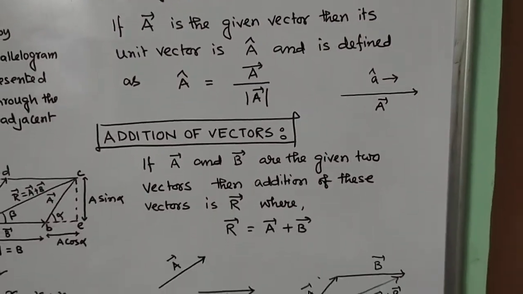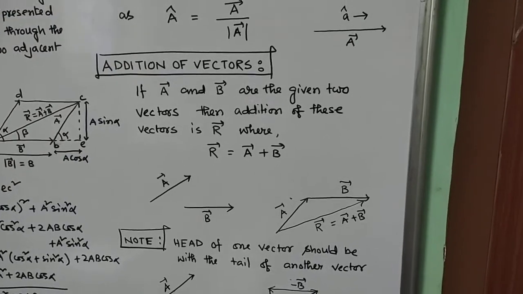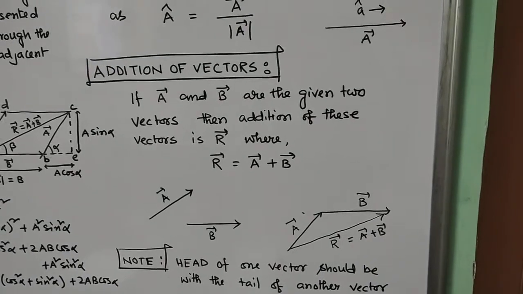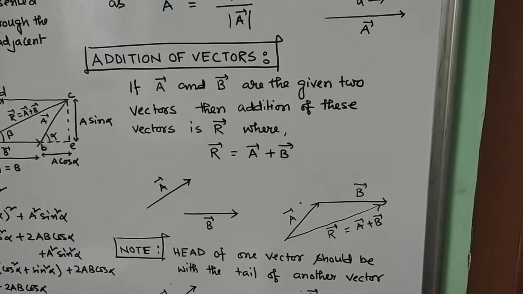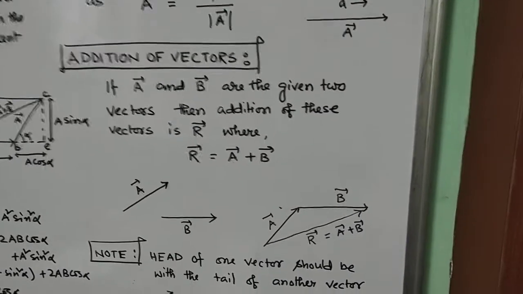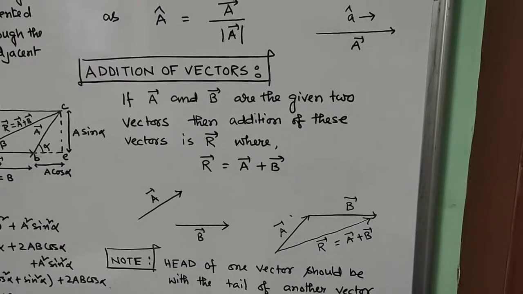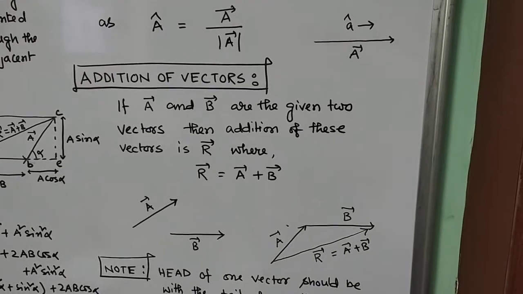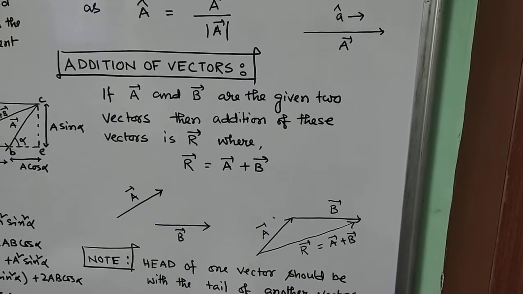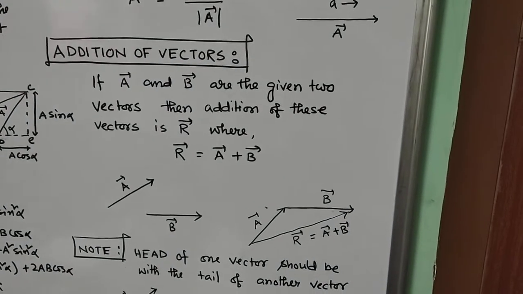Now next, we are trying to define addition of vectors. Addition of vectors is basically the resultant of the given vectors, you can say. So let me read it out. If A vector and B vector are the given two vectors, then the addition of these vectors is basically R vector, which is used to define the vector sum, because R symbolizes resultant. That's why R is used to define the vector sum or addition of vectors. So R vector equals A vector plus B vector.